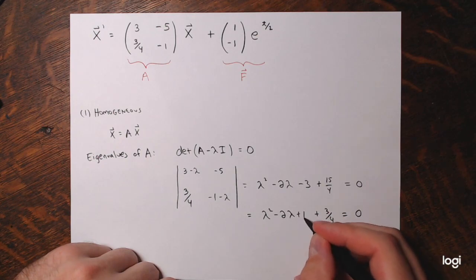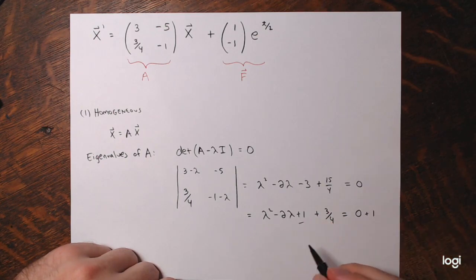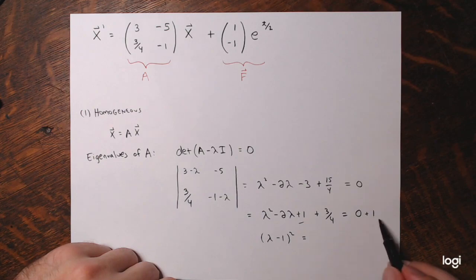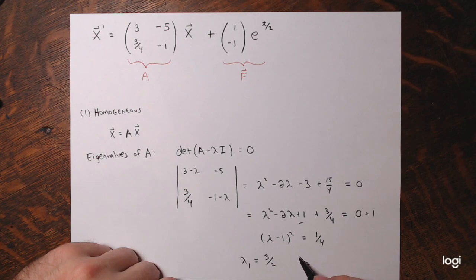So I'll add 1 to both sides, right? Subtract the 3/4, that gives me lambda minus 1 squared equals, and then 1 minus 3/4 is 1/4. So I'm getting one solution is 1 plus a half, so 3 halves. And another solution is 1 minus a half, right? The square root of a quarter would be a half, and then 1 minus a half is 1/2.